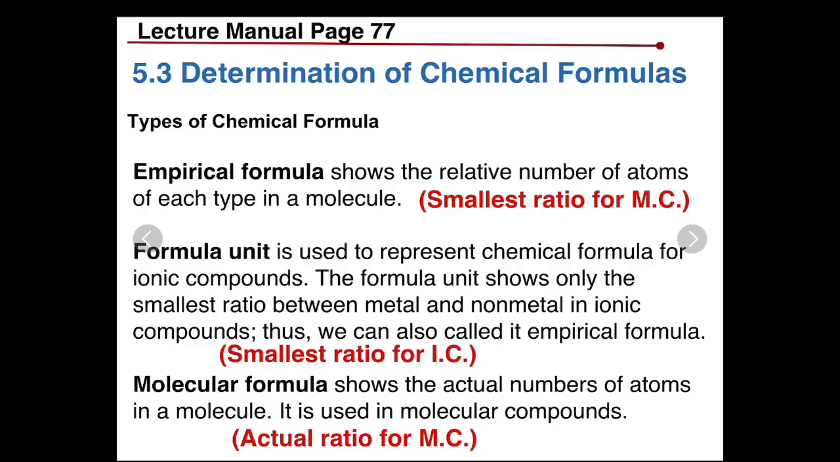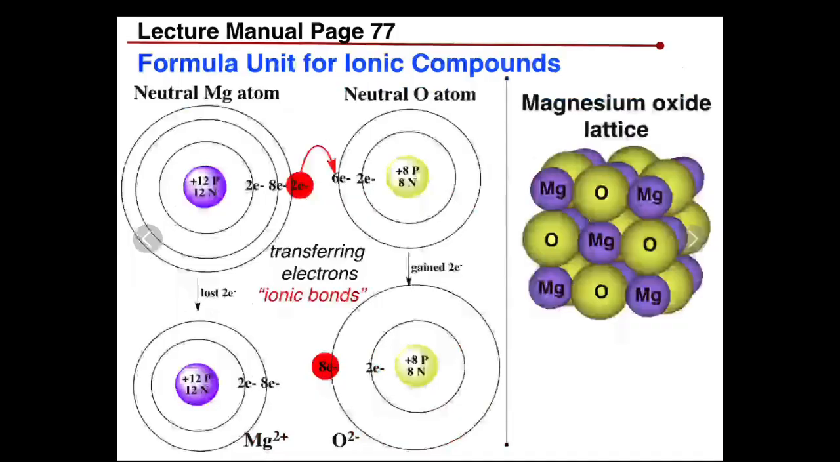The molecular formula shows the actual number of atoms in a molecule. So this is mainly used to describe the chemical formula of molecular compounds. Okay, so it actually shows the actual ratio. So what we are going to do is show you the difference between each of these three. Let's take a look at the formula unit first, which describes the smallest ratio of each atom type in an ionic compound.